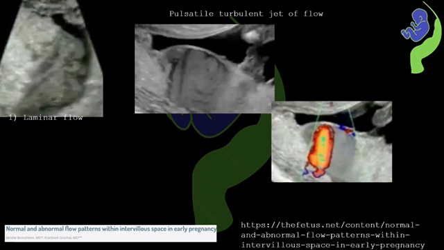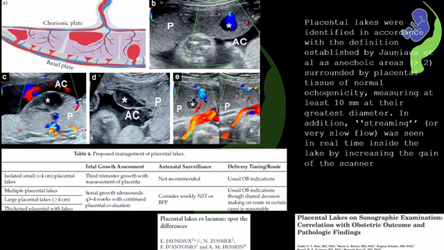Now let us look at the placental lakes. Placental lakes appear as homogeneous anechoic areas, that is, black fluid-filled spaces within the body of the placenta. They are usually surrounded by normal placental tissue and are typically more than 1 centimeter in diameter. And inside them we can find slow swirling movement of maternal blood.